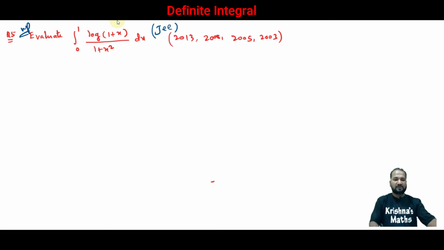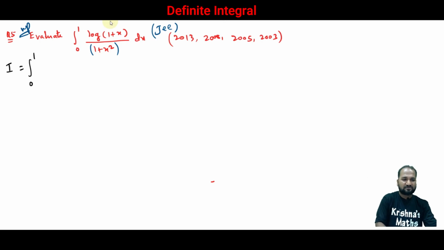There are two forms here, because the denominator is 1 + x², which is of the form x² + a². What substitution should we use? x is equal to a tan theta, and here the value of a is 1, so simply tan theta. So let us consider I is equal to integral 0 to 1 of log of (1 + x) divided by (1 + x²) into dx. Put x equal to tan theta. Then dx will be equal to the derivative of tan theta, which is sec² theta, into d theta.